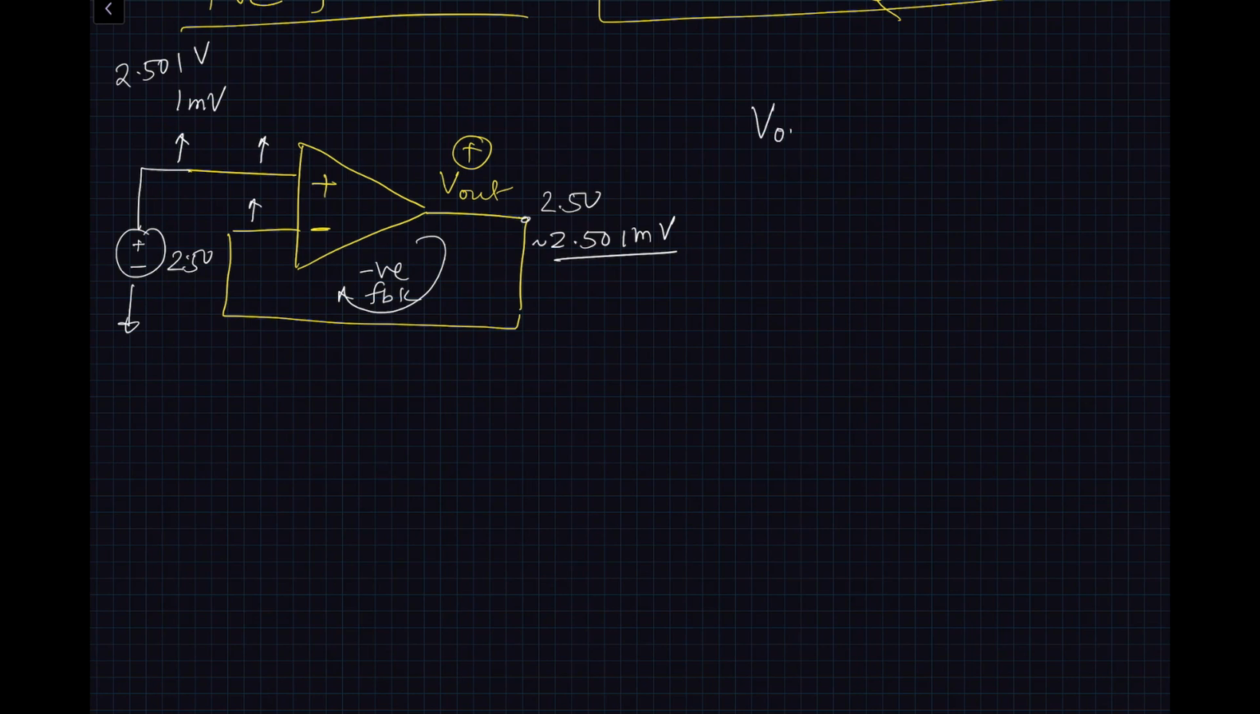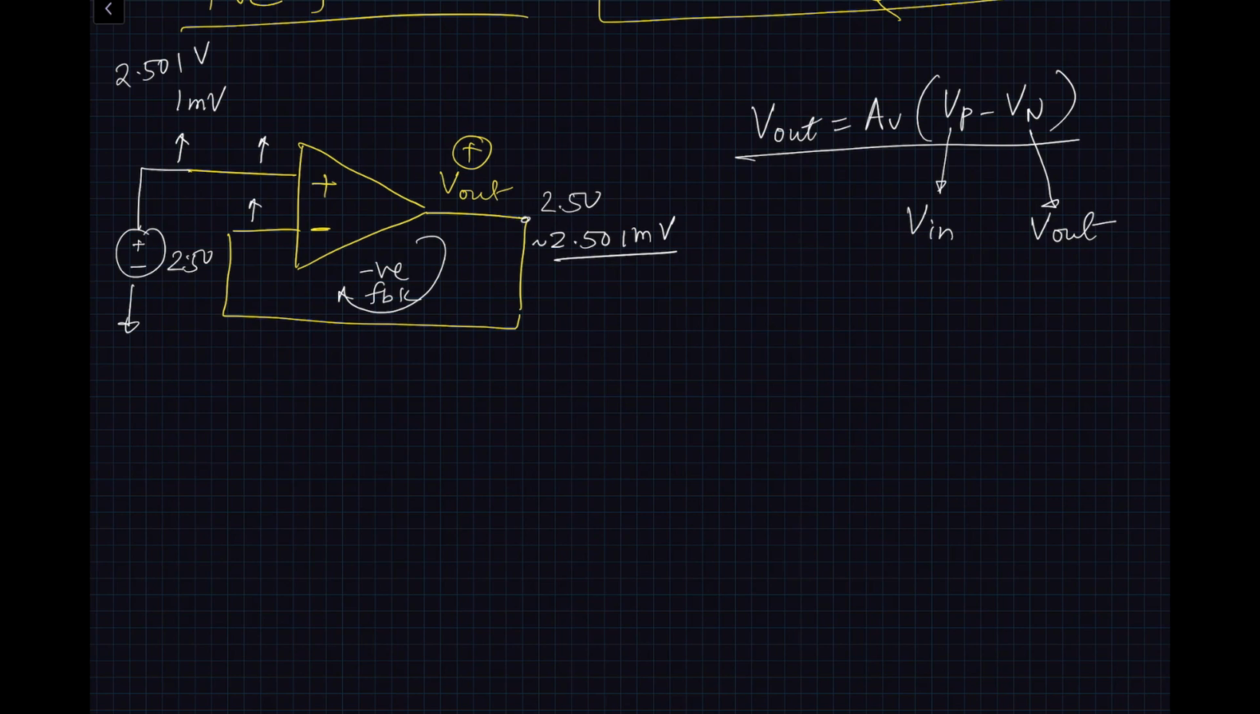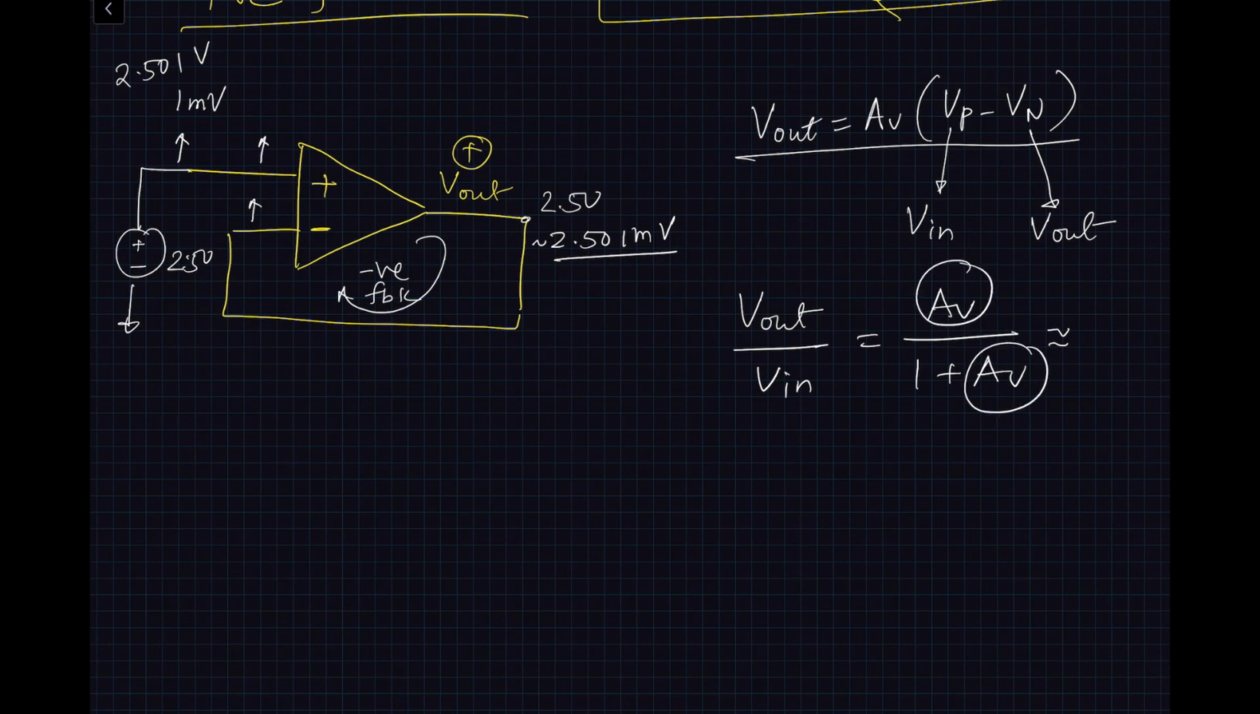So V out is equal to AV times (VP minus VN), and in this case we can substitute VP, which is V in, and VN is equal to V out. Okay, and you can quickly prove it to yourself that V out over V in is going to be equal to AV divided by 1 plus AV. And if AV is large, that's the reason we say all the time that the voltage gain of the operational amplifier has to be large, so that this number comes out to be almost equal to 1, when AV is large.